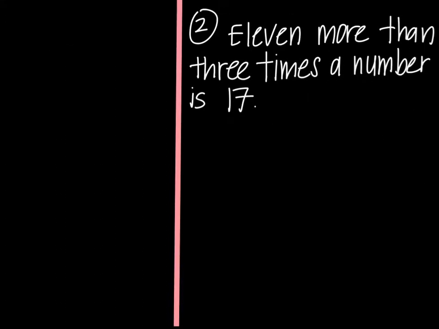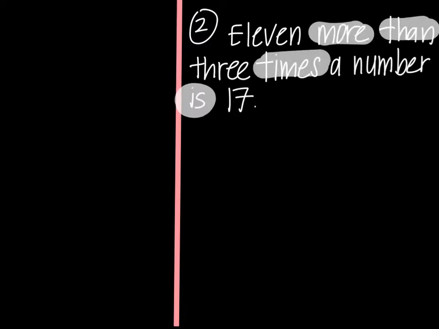Alright, example 2. 11 more than 3 times a number is 17. Alright, so we have more than, times, and is. So more means that we're adding. Than is a switch word, so we'll switch the order. So the 11 and 3 times a number would switch. Is equal. Alright, 3 times a number, 3j, plus 11 equals 17.